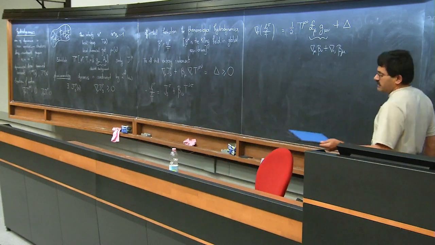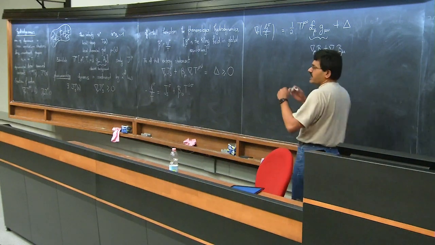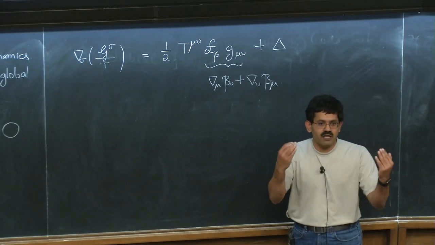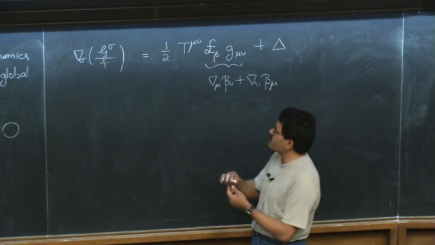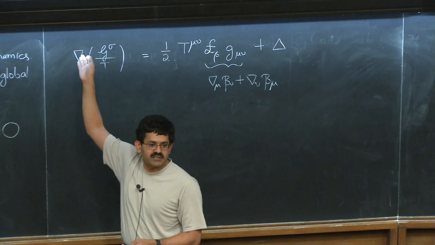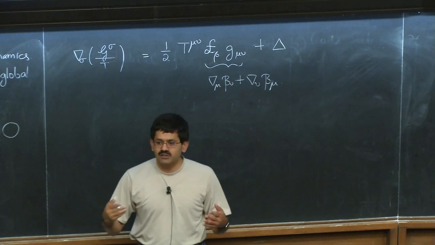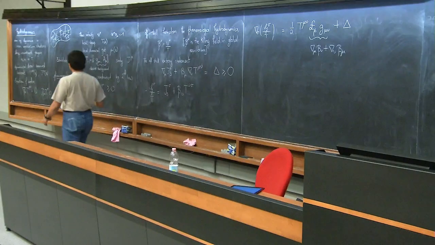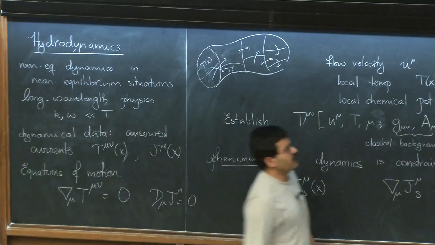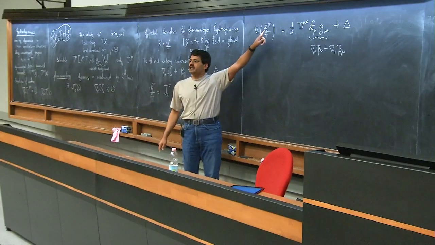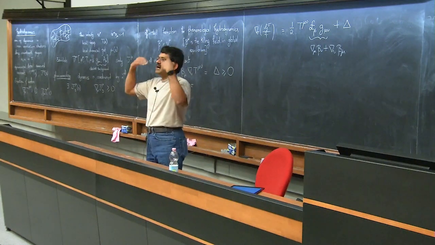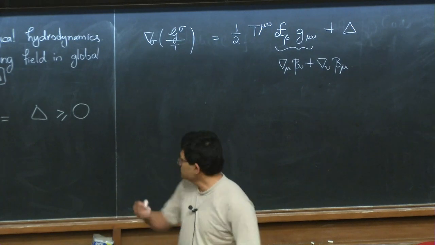OK, so you can basically start by asking questions in the following hierarchical manner. You can start by saying, let me look at equilibrium. In equilibrium, nothing should happen, no entropy should be produced, so delta must be zero. So let's classify all possible free energy currents that can show up, which are conserved currents. So you've simplified the problem from trying to classify energy momentum tensors, which are two-tensors, to the problem of classifying conserved currents. And you can argue that all such conserved currents must come from a master generating function, which is like a partition function.